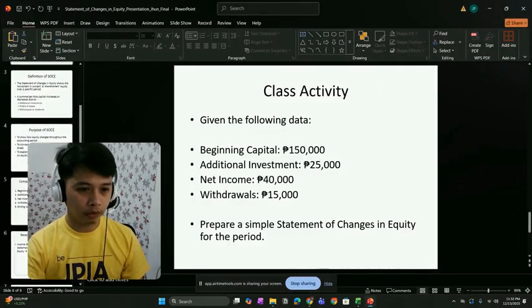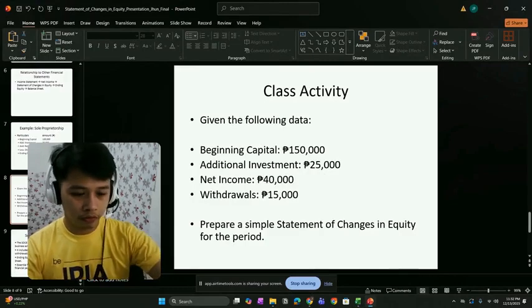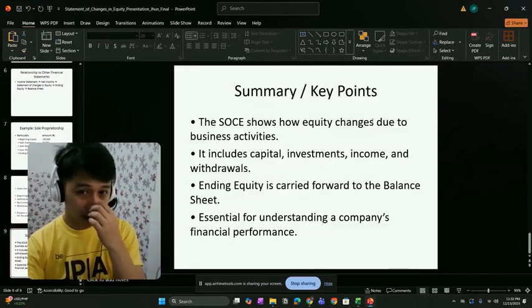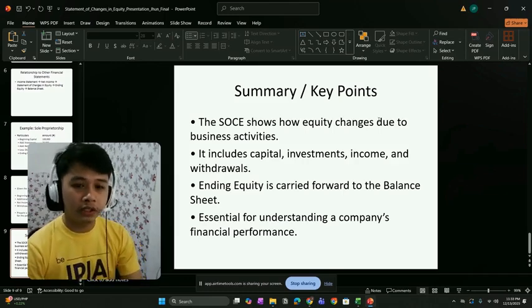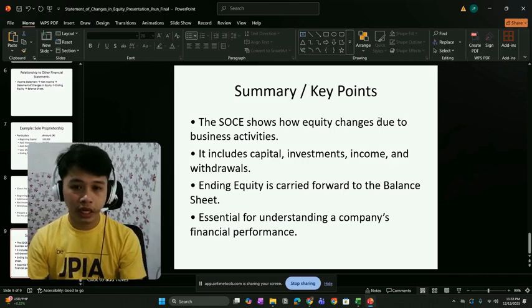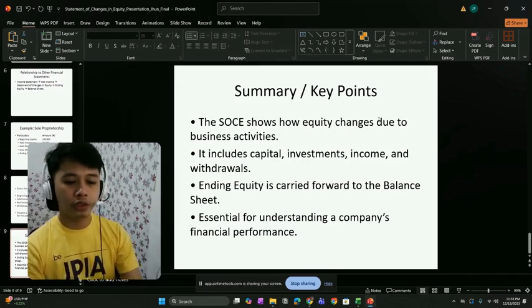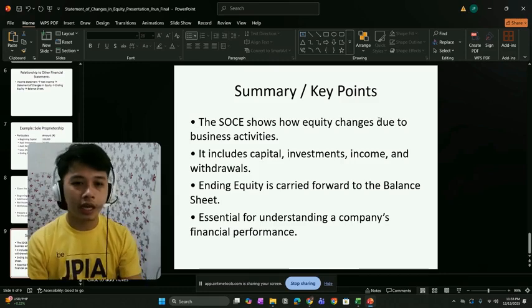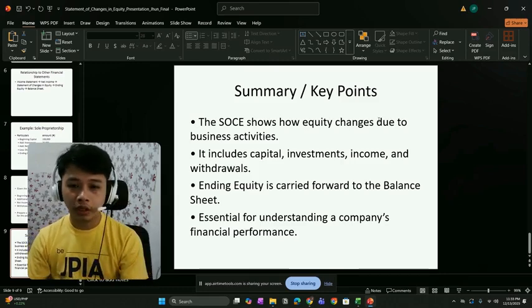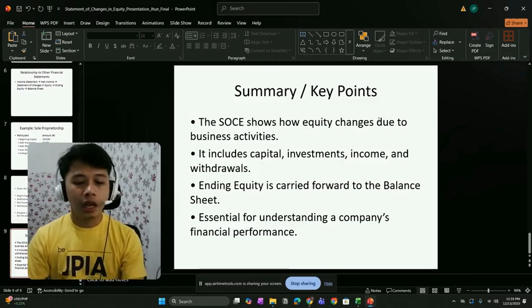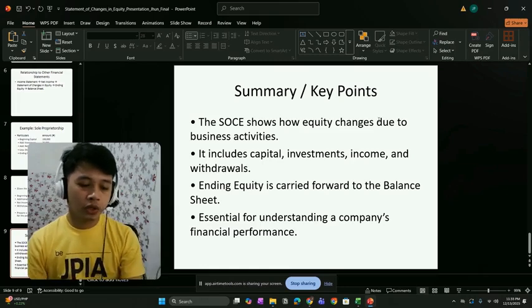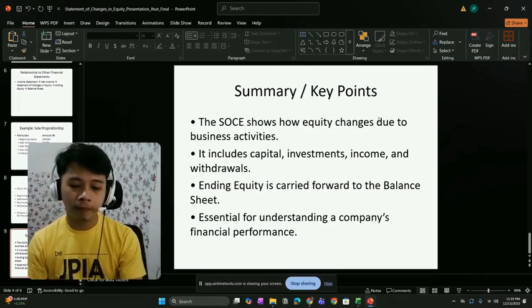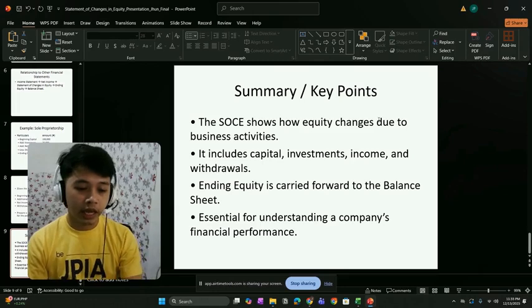Okay, so let's go back to our slide for the summary or key points. So this is the last slide na. So to summarize our lesson class, the statement of changes in equity shows how equity changes due to different business activities during the period. So it includes important elements such as beginning capital, additional investments, net income or net loss, and withdrawals. So yung ending equity computed in the SOCE is then carried forward to the balance sheet under the equity section.